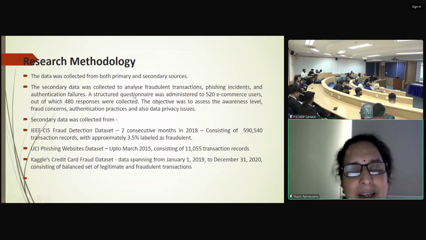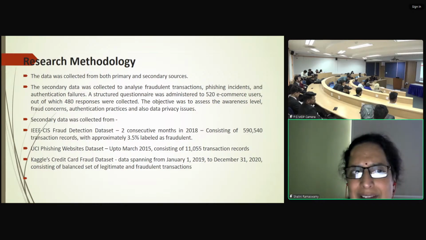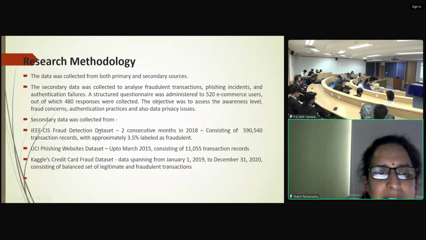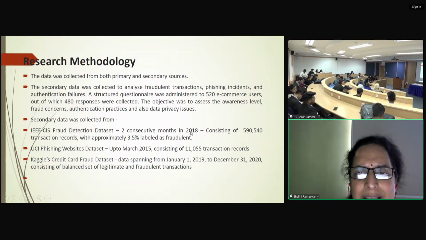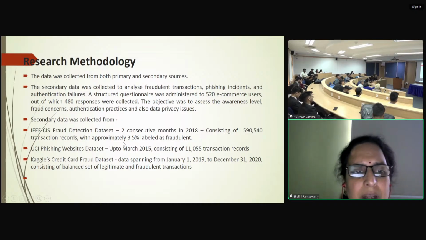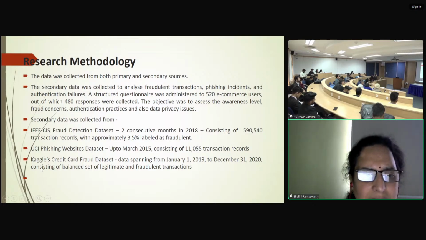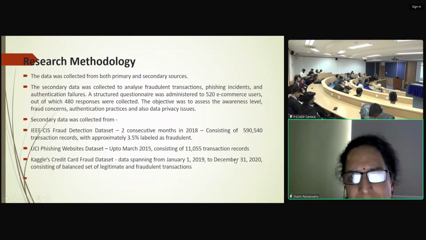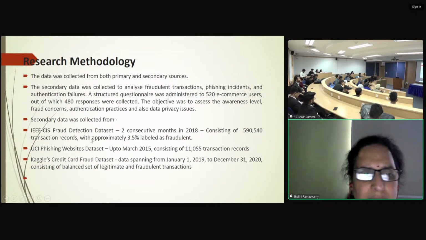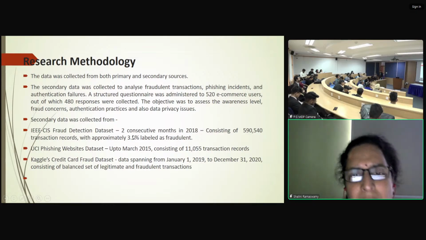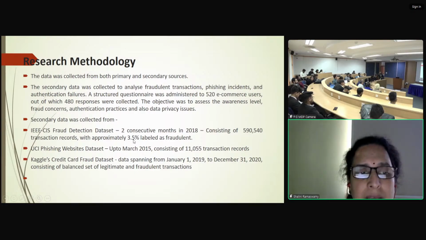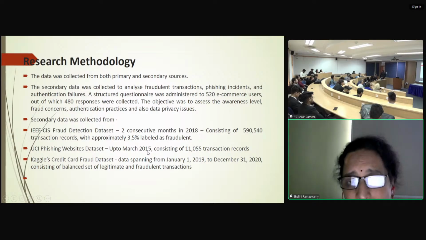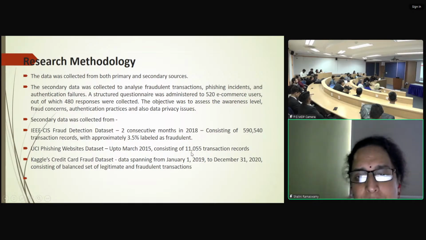The secondary data was collected to analyze fraudulent transactions, phishing incidents, and authentication failures. I took three data sets, from Kaggle: the IEEE-CIS fraud detection data set, a phishing website data set, and a credit card fraud data set. The IEEE fraud detection data was only up to 2018, where I took 2 months of consecutive transactions, out of which 3.5% were labeled as fraudulent. Similarly, the phishing website data was only up to 2015, and consisted of around 11,055 transactions.